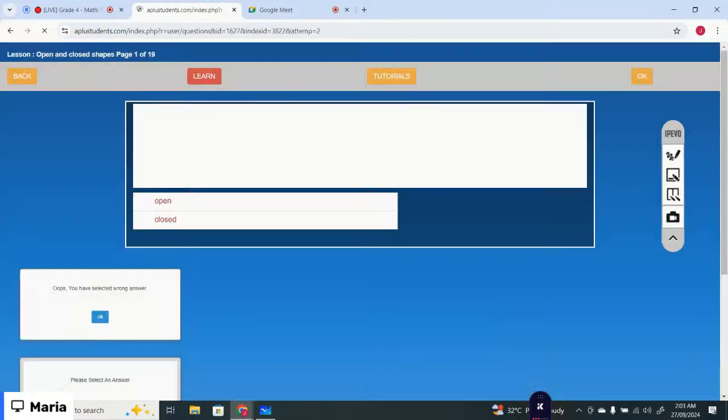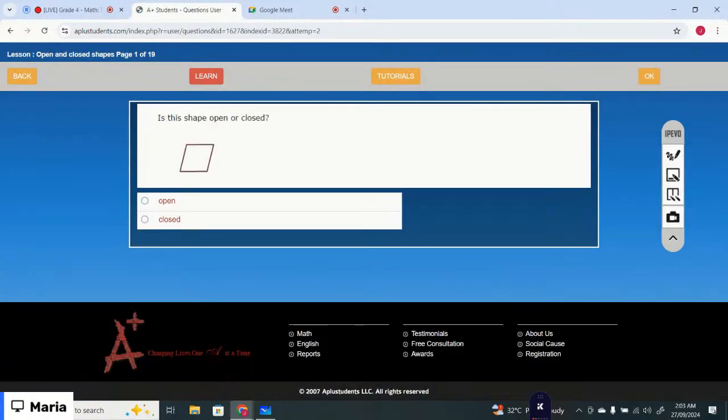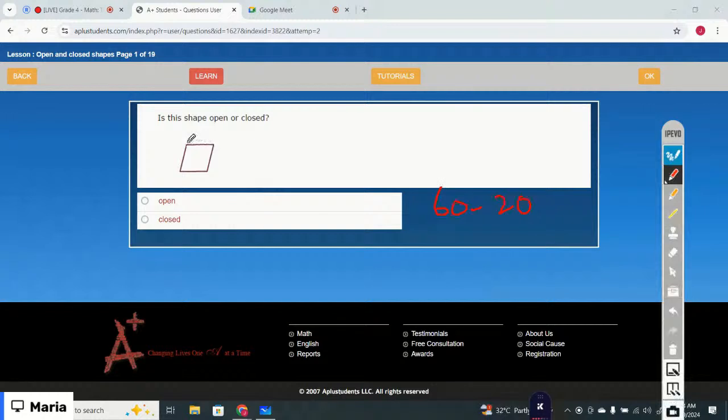Let's just start with the test questions. Is this shape open or closed? Which is the correct option? This is a closed shape, right? If you trace the shape, you start and end at the same point, that means that is a closed shape. So look, from this point I've started and here I have ended on the same point. So that is a closed shape. So the correct option is closed.